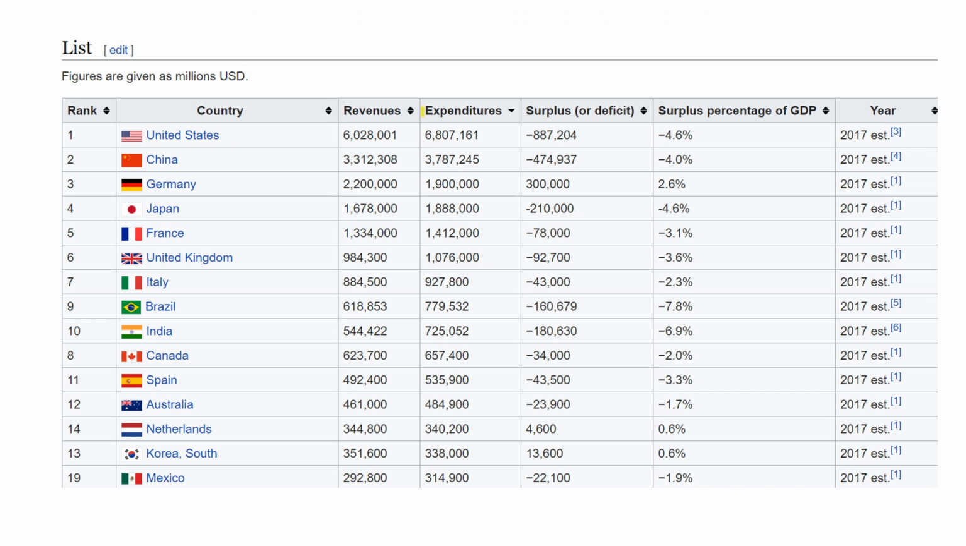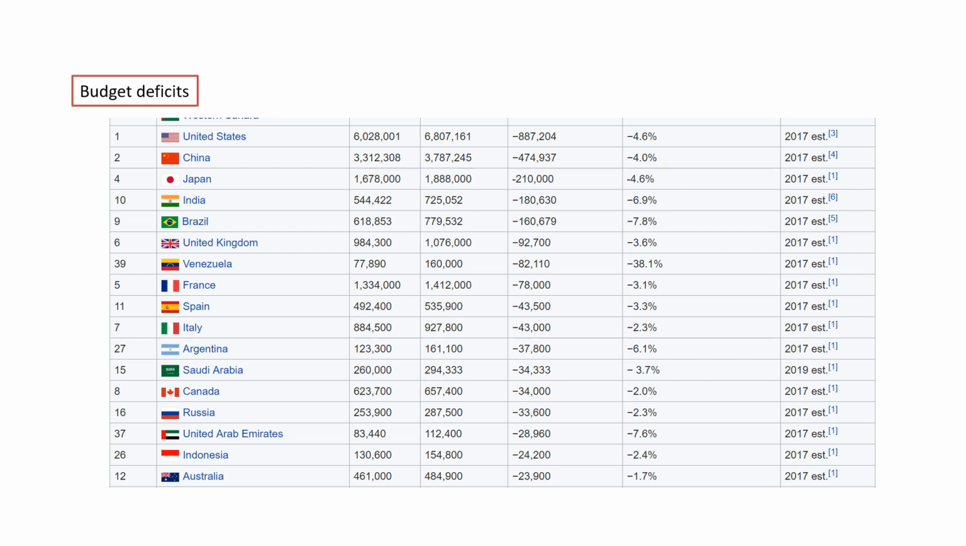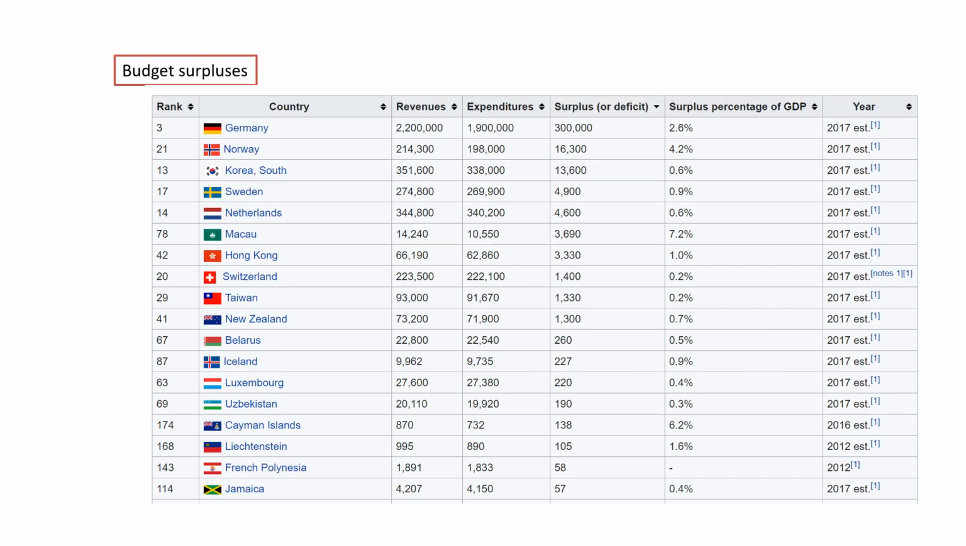This list here shows us the governments that spend the most, really. So we can see a strong correlation between the bigger economies in the world and the amount that they spend as governments. This chart shows us those countries with the biggest deficits in terms of government spending. And this chart shows us those countries that have the biggest surpluses.